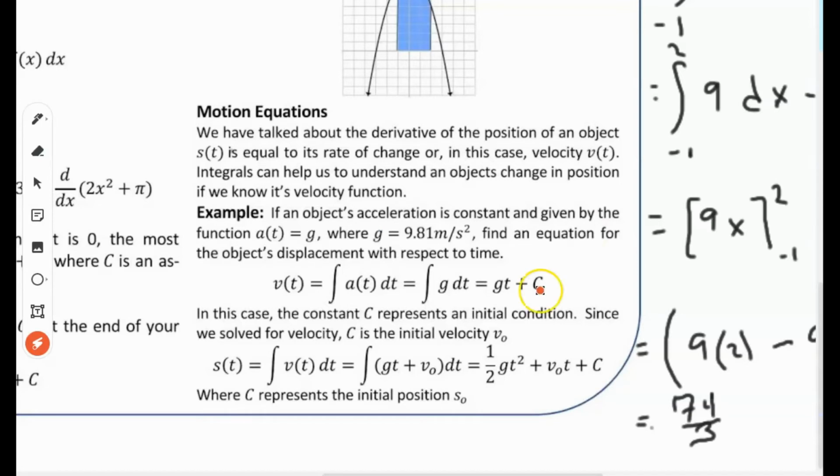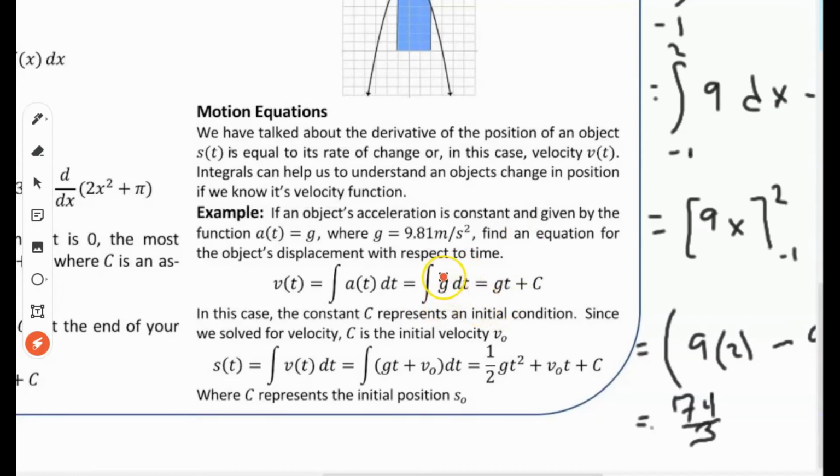But that's okay. To figure out velocity, that's just the integral of acceleration, because we're going backwards, right? Acceleration is the derivative of velocity, but velocity is the integral of acceleration. So if we just have a g here, we just need to find the integral, right? The indefinite integral of g with respect to time, because that's what we're integrating over.